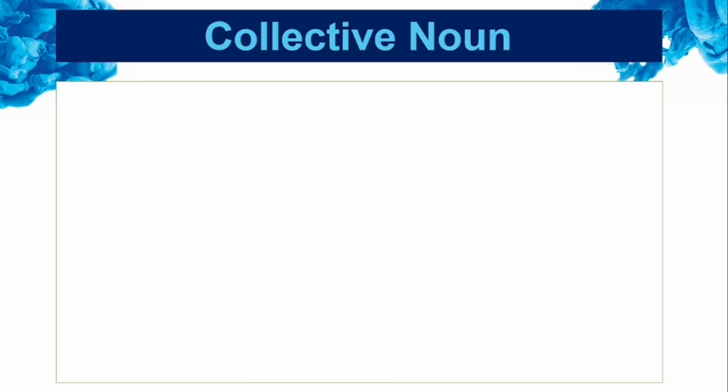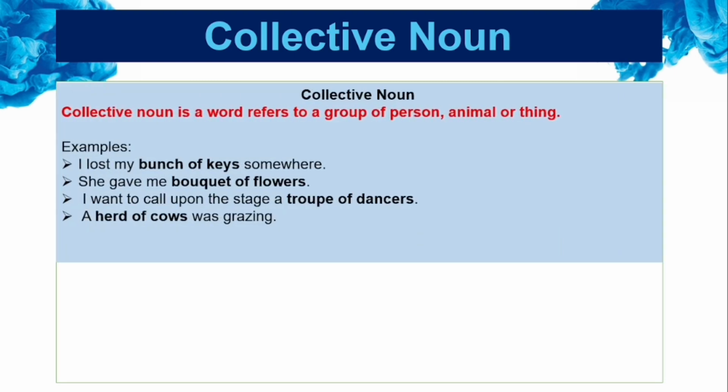Now let's move ahead and see the next noun, which is collective noun. Now collective nouns are simply a word which is given to a group of persons, animals or things, right? So basically when we refer to a group of persons, a group of animals or things by a word, that is known as a collective noun. For example, bunch of keys. I lost my bunch of keys.